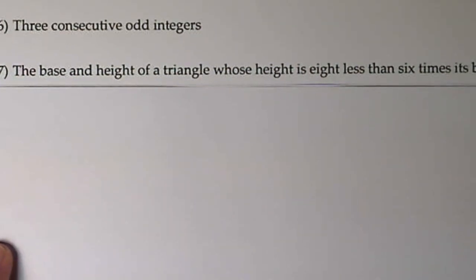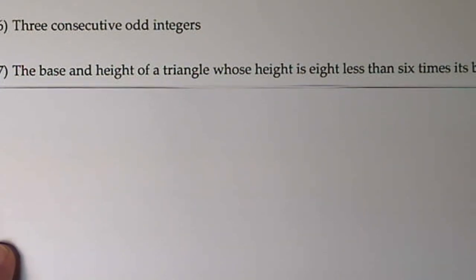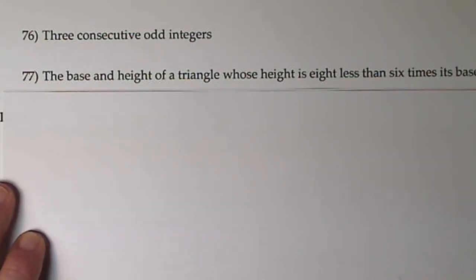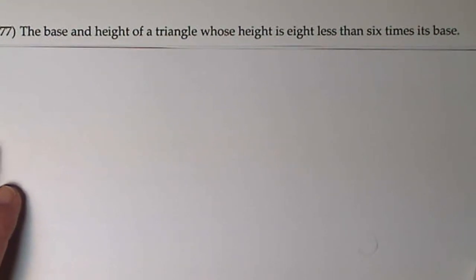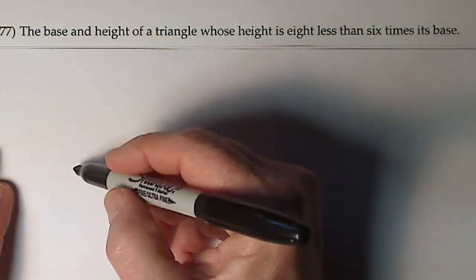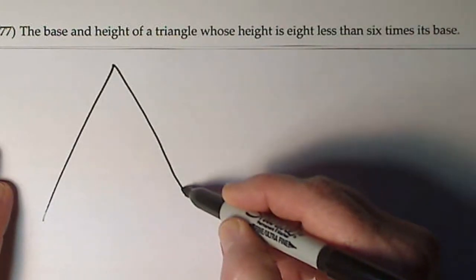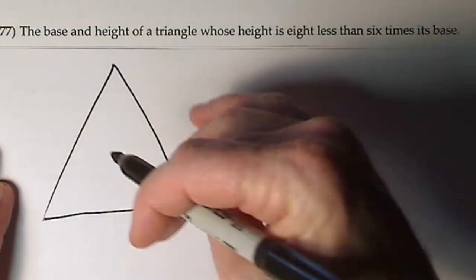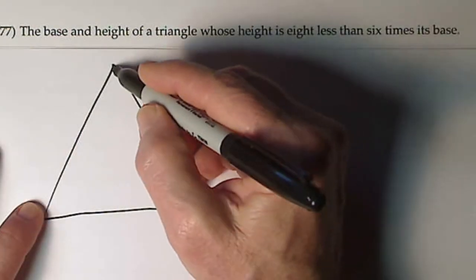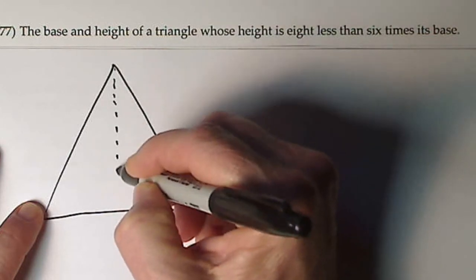And then 77. The base and height of a triangle whose height is 8 less than 6 times its base. I guess I'll have to zoom out a little bit to make this fit. There we go. And if it's hard to see this immediately, let's just give ourselves a triangle. Don't worry about the dimensions, don't worry about the shape or anything, it's just a triangle. The base and height. The height, we usually indicate that with a dotted line.